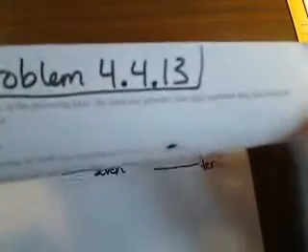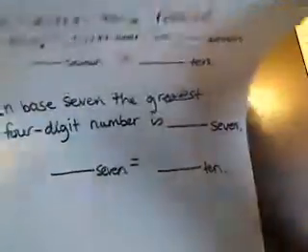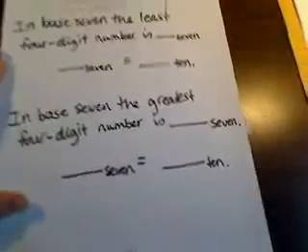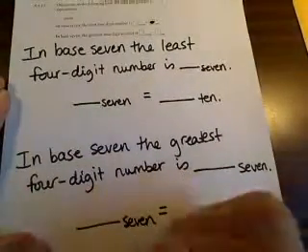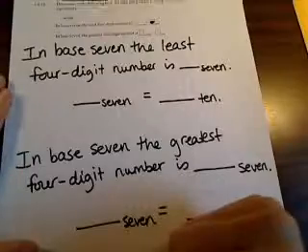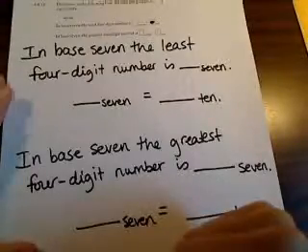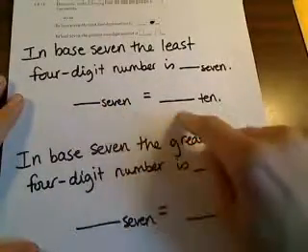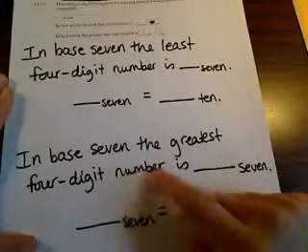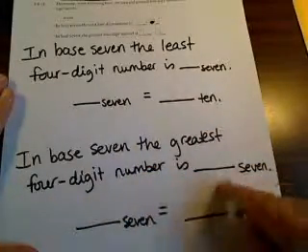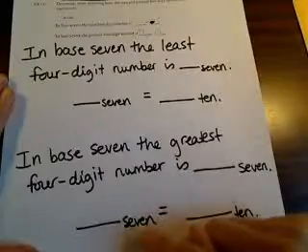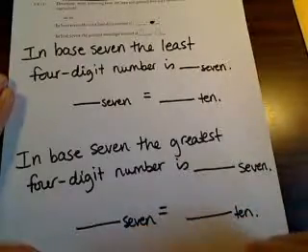Okay, so this is problem 4.4.13, and they're asking us to talk about base 7. In base 7, they want to know the least 4-digit number, and then they want us to convert base 7 to base 10. And then in base 7, the greatest 4-digit number, they want us to tell them that, and then also they want us to convert that number to base 10 as well.